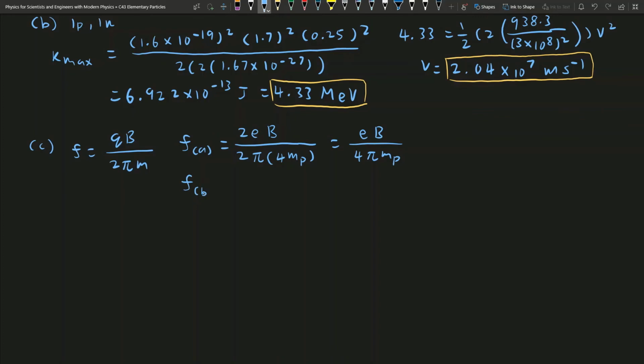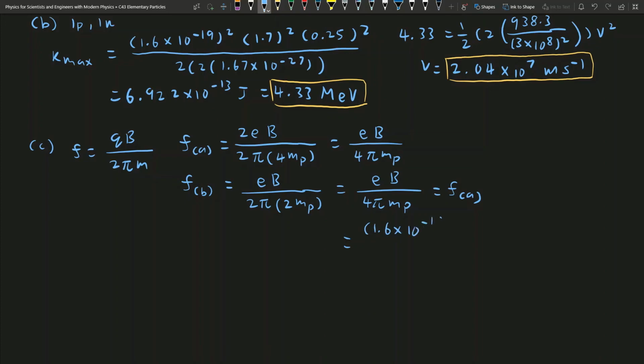Now consider the case for f D. This equals eB, we have only one proton, over 2 pi times 2 times the mass of the proton. So you can see here we actually get the same result. So this equals f A. Now we just have to solve for any one of these.